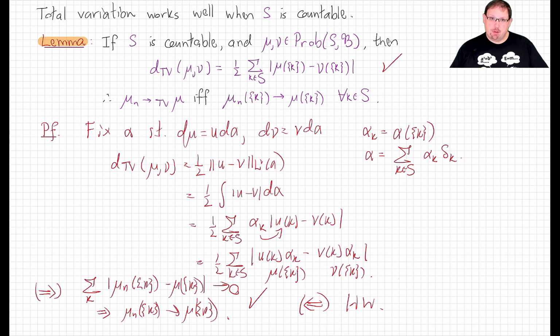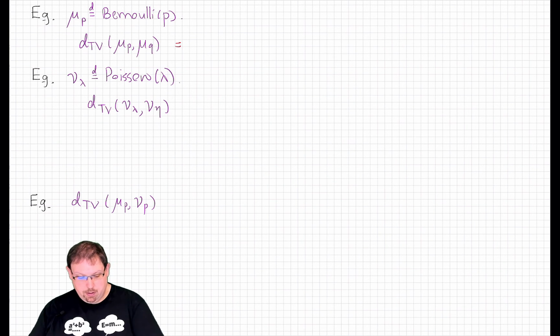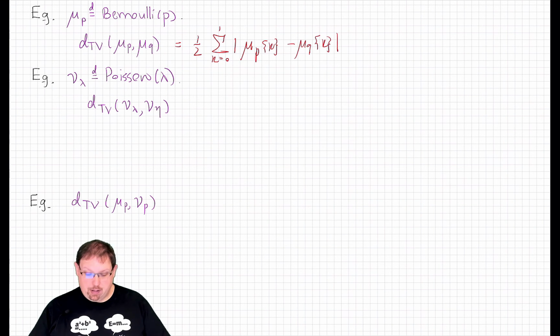Now that we have a simple way to compute total variation distance between discrete measures, let's finish out this lecture by computing some total variation distances between some important discrete probability measures. For example, suppose that I take two Bernoulli probability measures with different means, p and q. By what we just showed, the total variation distance between them is the sum over all values, of course there's only two of those, of the probability mass functions, times 1/2.